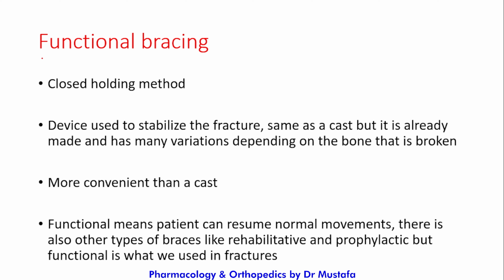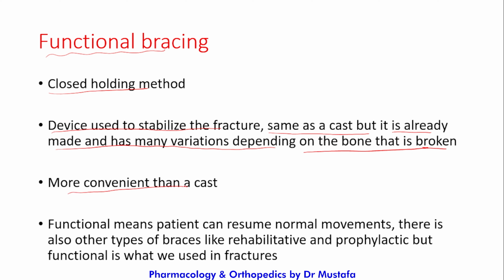Now let's talk about the third closed holding method technique, and that is the functional bracing. It is a closed holding method, as we mentioned, and it is the same as the cast, a device used to stabilize the fracture, but it is already made and has many variations depending on the bone that is broken. So it's basically an already made cast from different materials, of course.